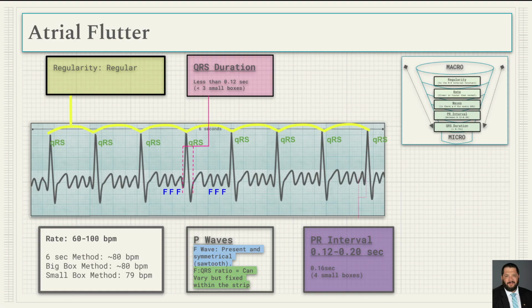Looking at the F to QRS ratio, it is still fixed, but in this rhythm it can vary, as mentioned earlier. If we look at the immediately corresponding QRS complex to the F wave, we can still get an estimation of the PR interval of 0.12 to 0.2 seconds, although it's really indeterminate on these types of rhythms. But importantly, our QRS duration is still less than 0.12 seconds overall. This is known as atrial flutter, and the P waves in this rhythm are replaced with F waves or flutter waves.